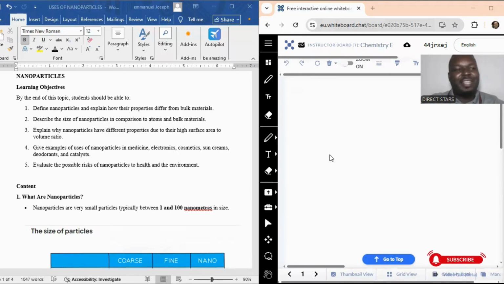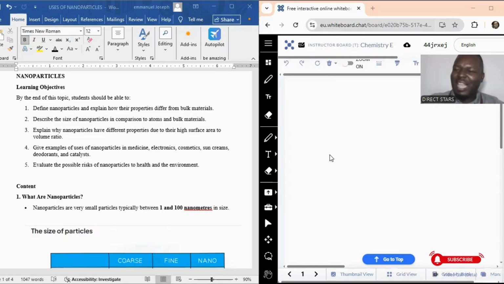Today we'll be looking at nanoparticles. I know you must have heard of nanotechnology or nanoscience. It's a study of particles that are of 10 to the power minus 9 meters in size, very small. And today we'll be looking at defining nanoparticles and explaining how their properties differ from the bulk materials.